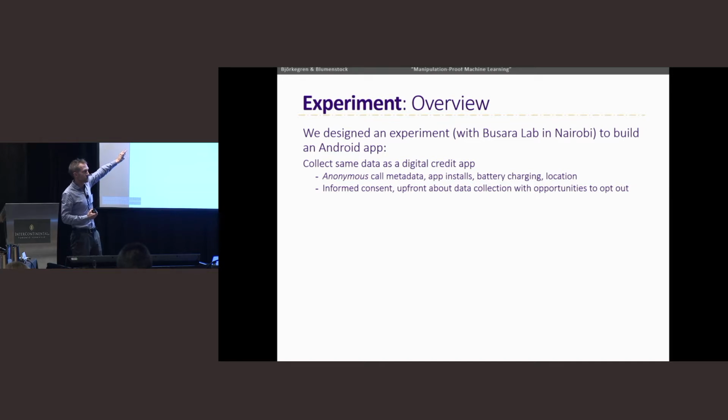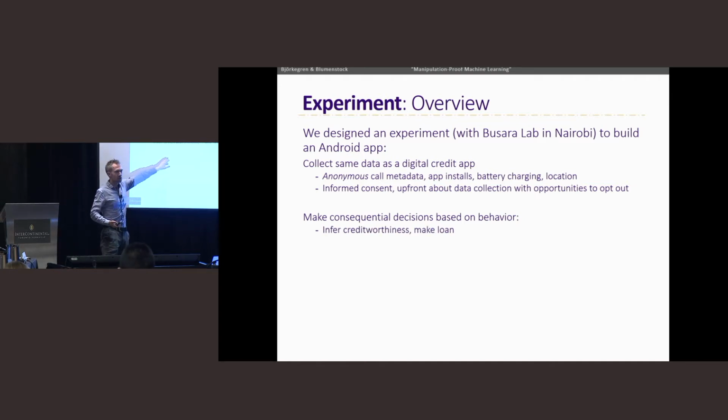This is a setting where the Busara Center has worked with this population a lot, and they've built a lot of trust. And so a lot of people are very happy to be a part of this study. And you can see it's kind of a fun design. And the second thing that this app does is it makes consequential decisions based on your behavior. Our initial idea was to infer a person's creditworthiness and then make them a loan. So do exactly the same thing as a digital credit app, but it turned out to be hard to start a bank. So we're doing something else which is a little bit easier, which is to try to infer other characteristics about an individual from the same data and then provide a grant based on that.